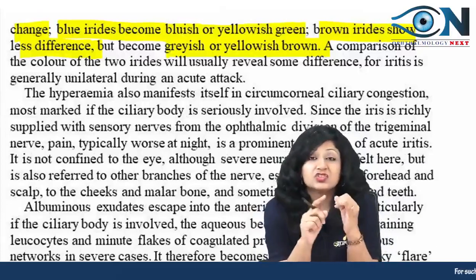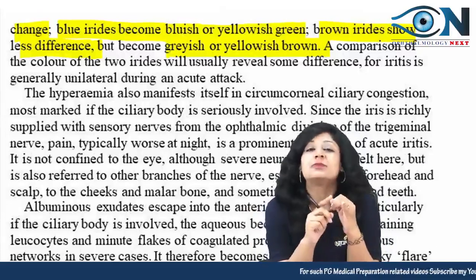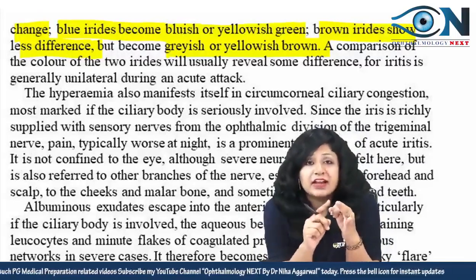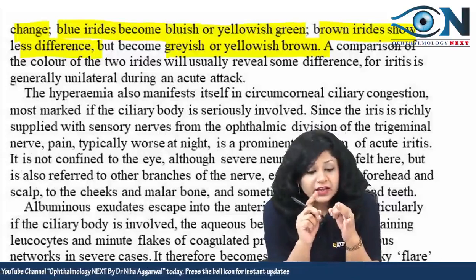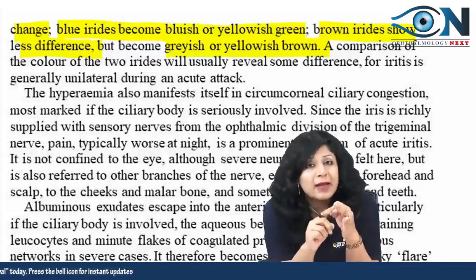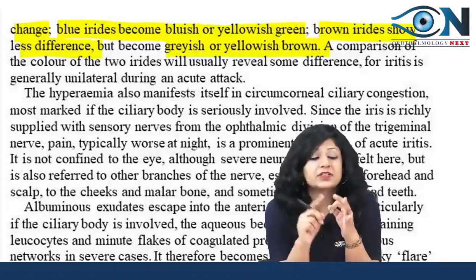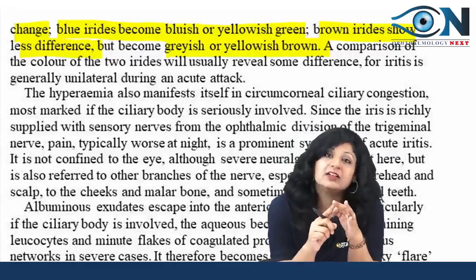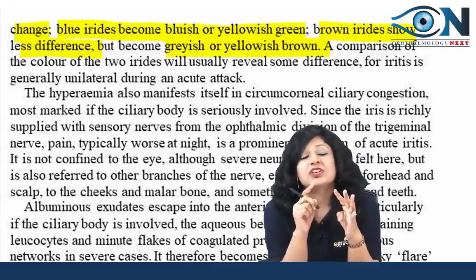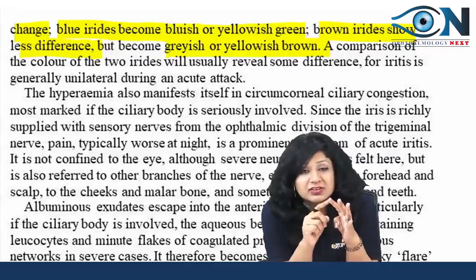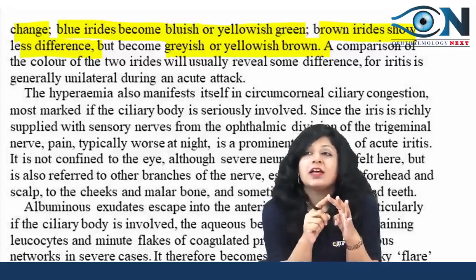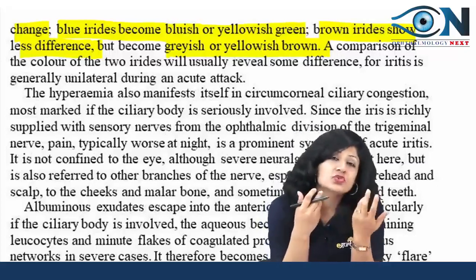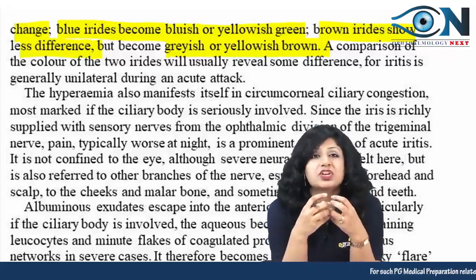So we have changes at the level of the conjunctiva, with circumcorneal congestion. We have changes at the level of the cornea: corneal edema, keratic precipitates, opacification, and blurring of vision. Then in the anterior chamber, we can have aqueous cells and aqueous flare. Then we have iris changes, in the color and in the structure. We can have synechiae, and then we have a lot of changes in the pupil, because the iris is showing you the differences. So there will be a change in the sphincter.